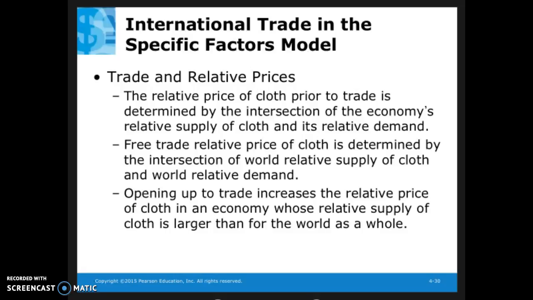Opening up to trade increases the relative price of cloth in an economy whose relative supply of cloth is larger than that of the world as a whole. And that's because that economy is going to earn rents off of its excess cloth supply. And that's it for today's lecture on the specific factors model.